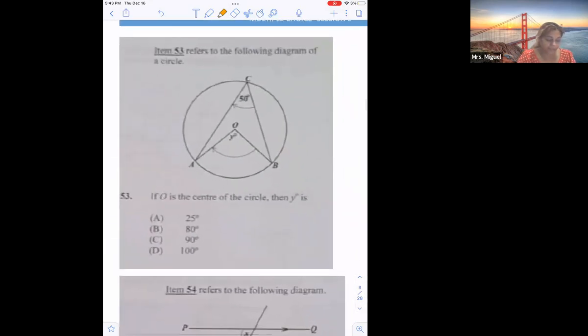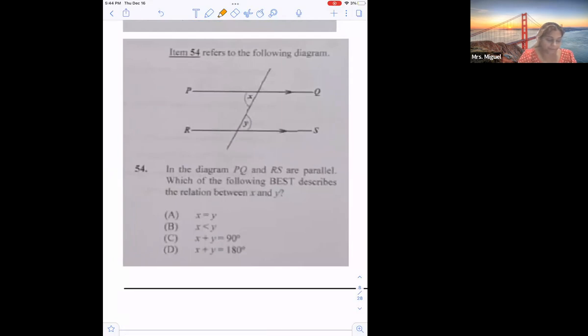If A, B, C, O is that figure there inside the circle, and O is the center, there's a theorem that says the angle at the center is twice the angle at the circumference. So if here is 50, this angle here would be 100.